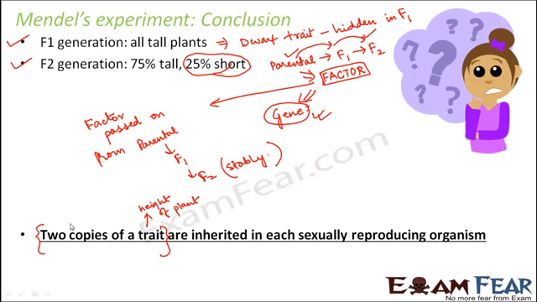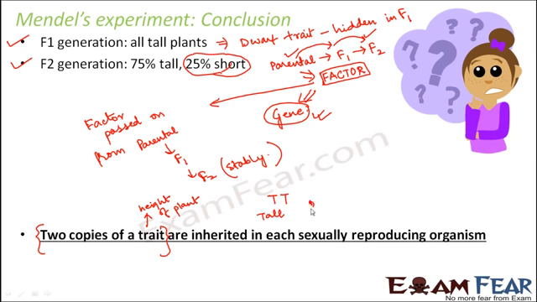The point is that in any sexually reproducing organism, there have to be 2 parents. We need 2 parents for sexual reproduction. Each parent will contribute 1 copy of a trait, so every individual will have 2 copies of the trait. If a plant is tall, it can be capital T, that means capital T from mother and another capital T from father. So this is a tall plant.